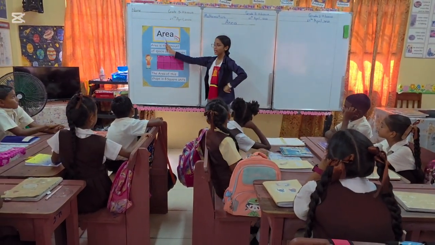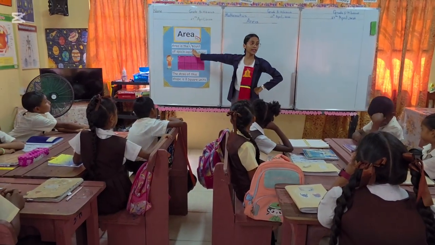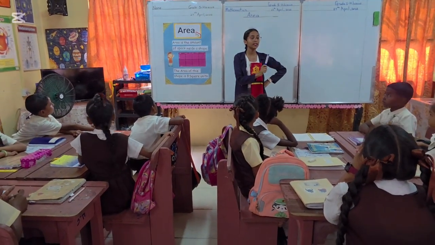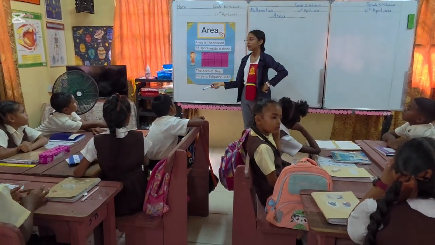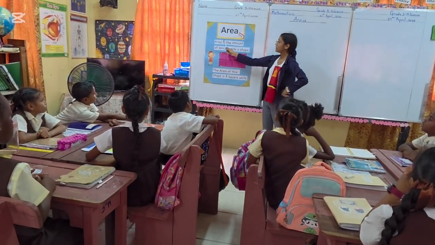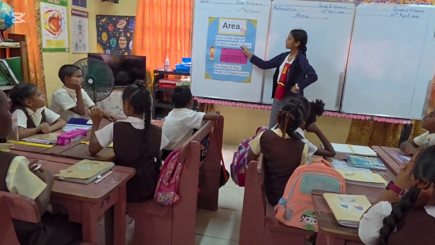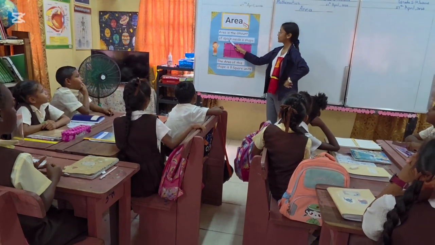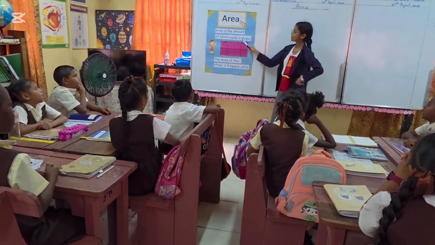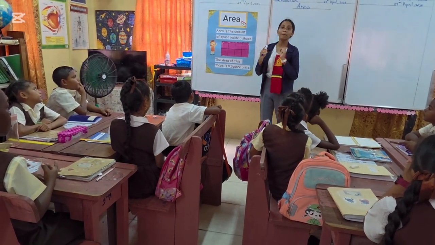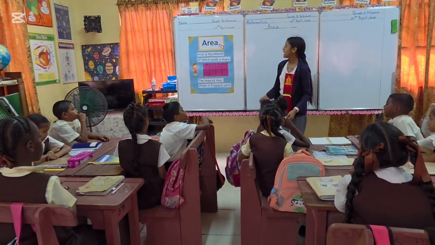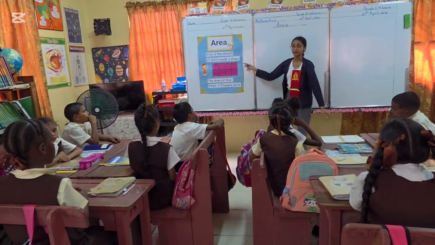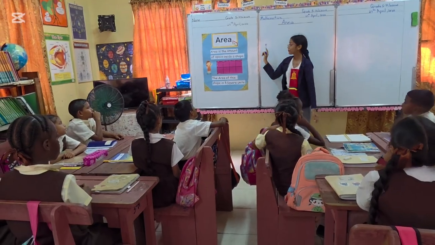So here we have the word area. Are you looking? Yes. Let's read what is area. Area is the amount of space inside a shape. Is the amount of what? Space. Inside a shape. Right? Do you see that? Yes, Miss.